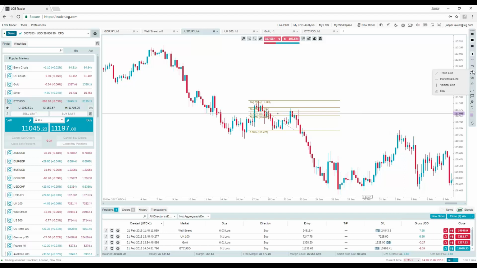Now we've got a choice. We could wait for some kind of confirmation and have a lower entry down here and then have our stop loss above this high, or we could just have an order right at the 61.8, for example, without any confirmation, and then maybe our stop loss is above this high up here.